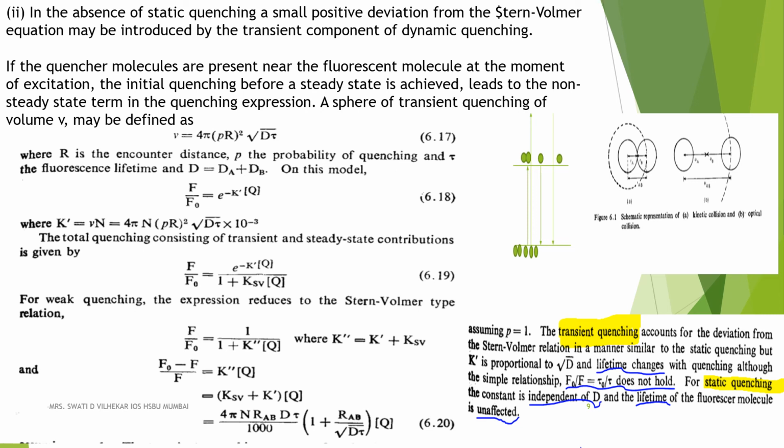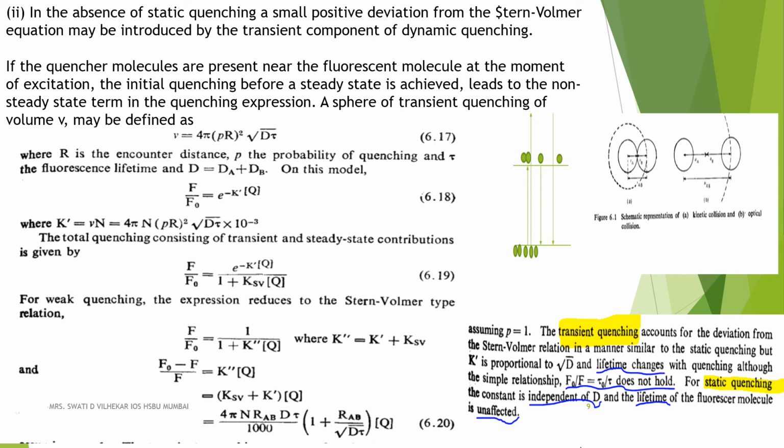It will be equal to F e to the power minus k' times q, where k' equals v times n. Placing the value of v, you get this expression: 4 pi n p r square under root of D tau into 10 to the power minus 3. So this is the total quenching consisting of transient.